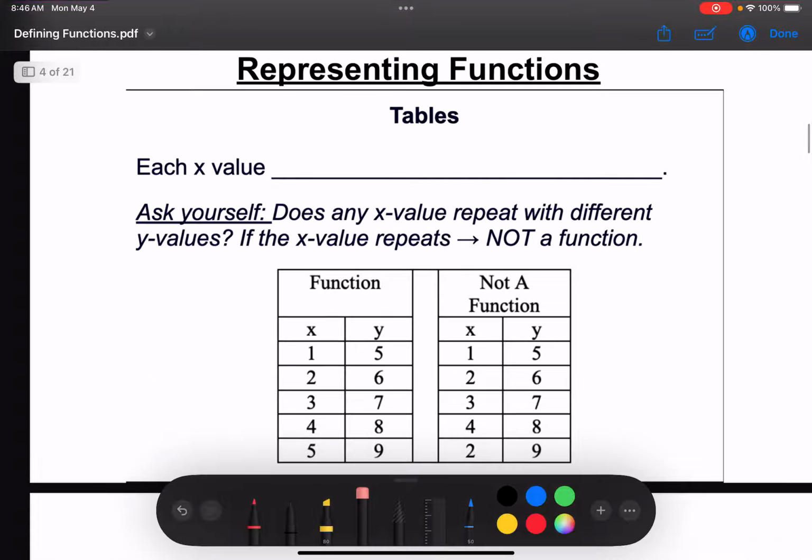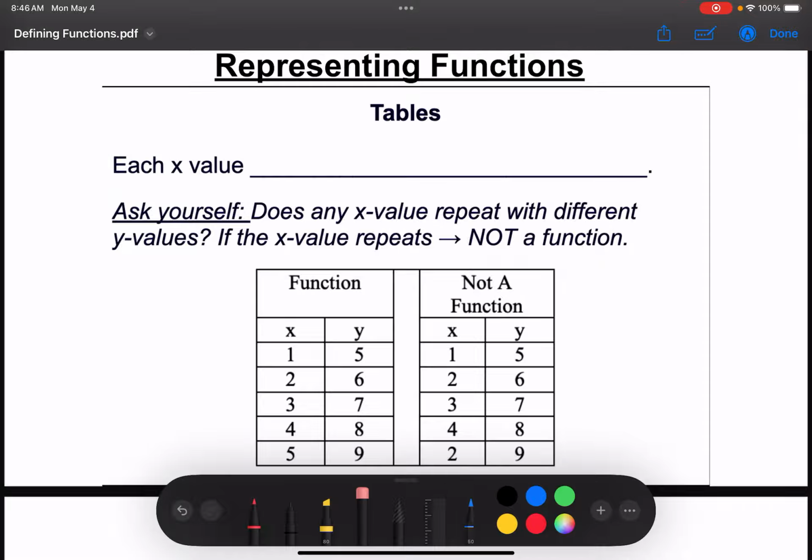The tables are pretty straightforward to see if it's a function or not. So please make sure to fill in the blank in your interactive notebook. So each x value has only one y value. And you can also put does not repeat. So you have to just ask yourself, does any x value repeat with different y values? If they do, then it's not a function.